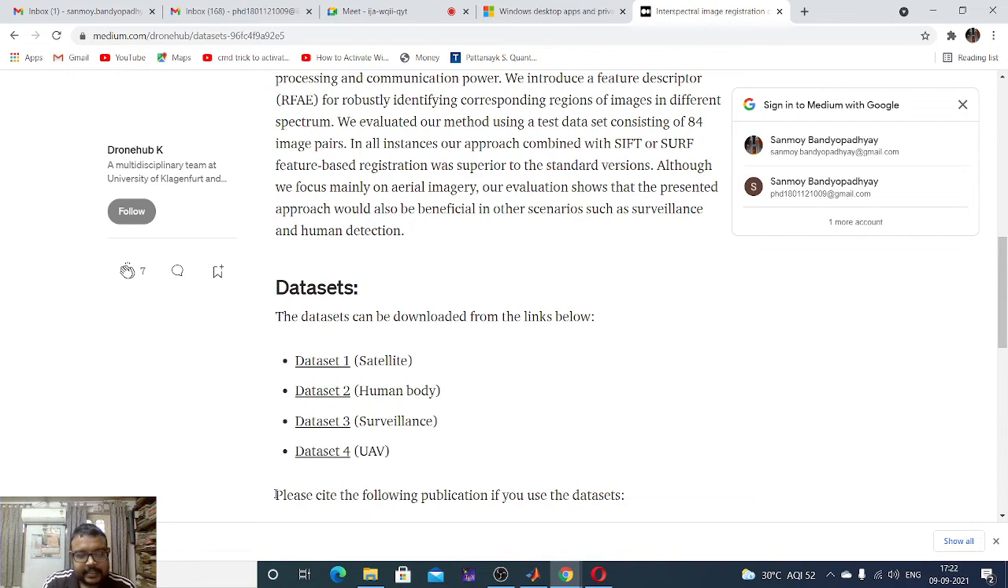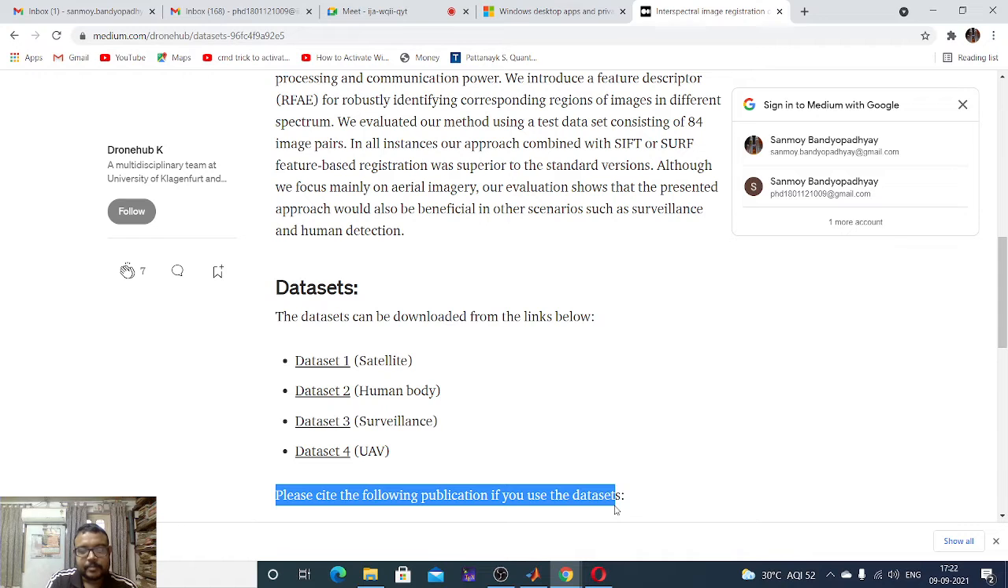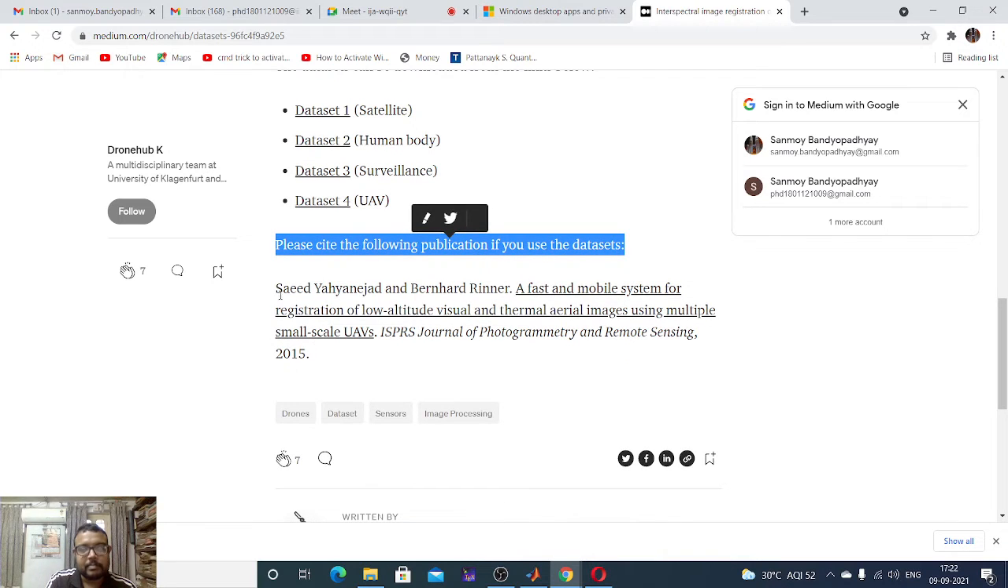See here, the same thing is written. This is a free data set, and if you are using this data set, you have to cite the author and the publication. Please cite the following publication if you use this data set.